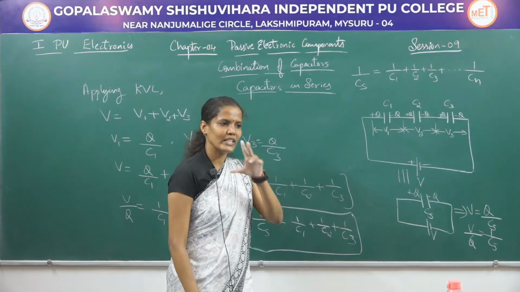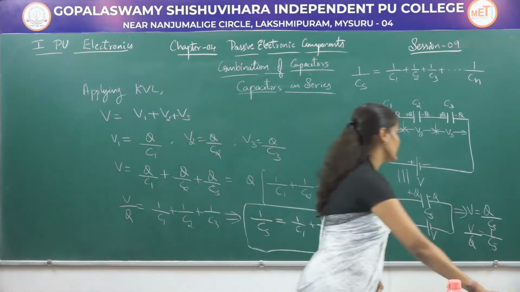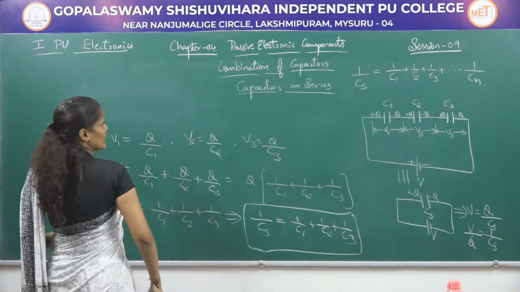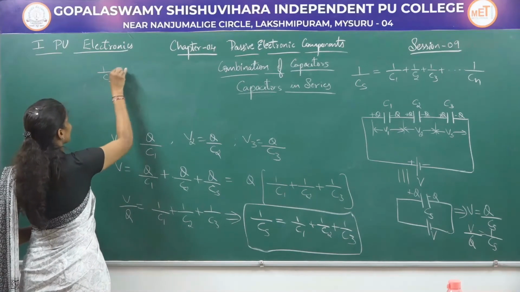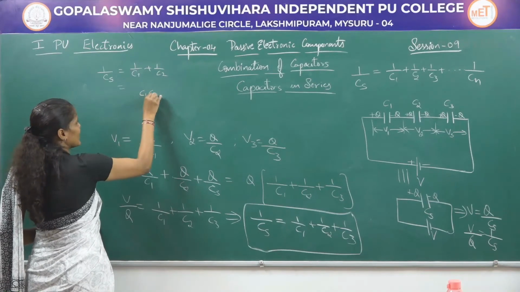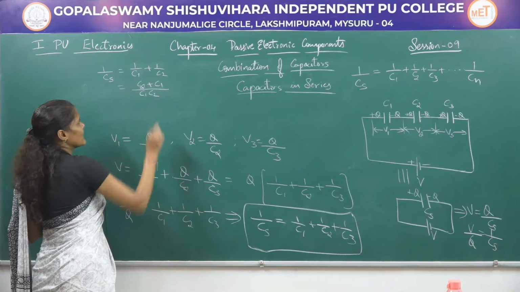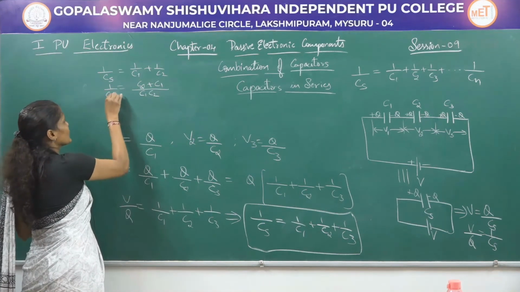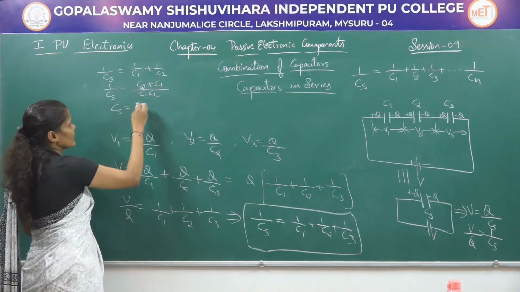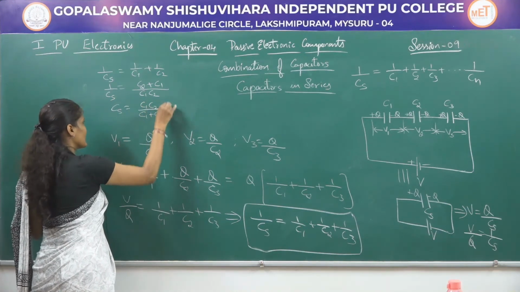If I have only two capacitors connected in series, then I can directly use this formula. 1 divided by Cs is equal to 1 by C1 plus 1 by C2. If I take the LCM, I will get C1 into C2 in the denominator, and in the numerator I will get C2 plus C1. This is equal to 1 by Cs. If I want Cs, then I can just take the reciprocal of this. Cs is equal to C1 C2 divided by C1 plus C2.